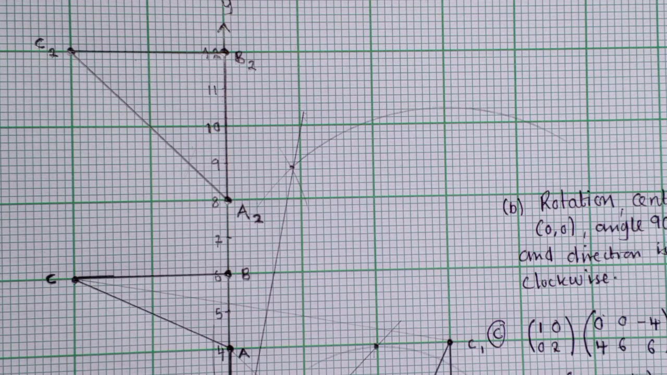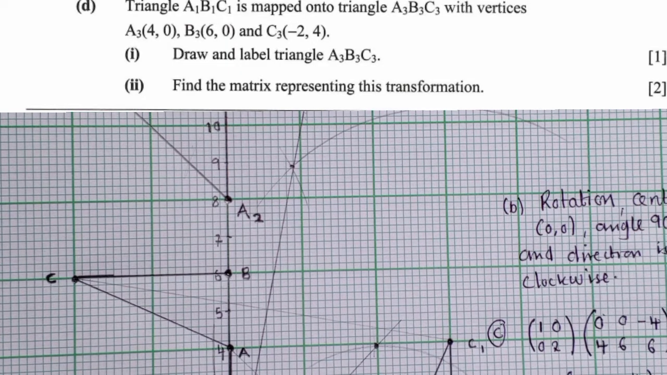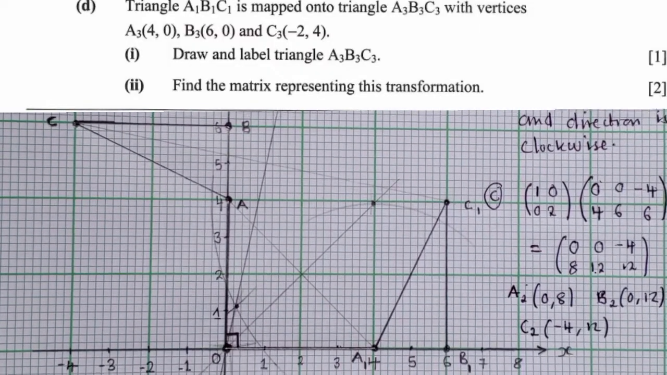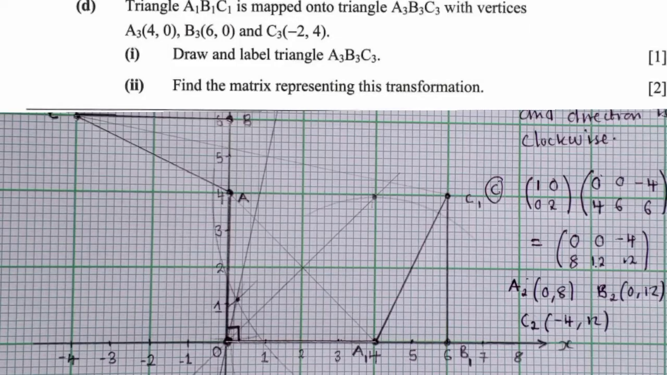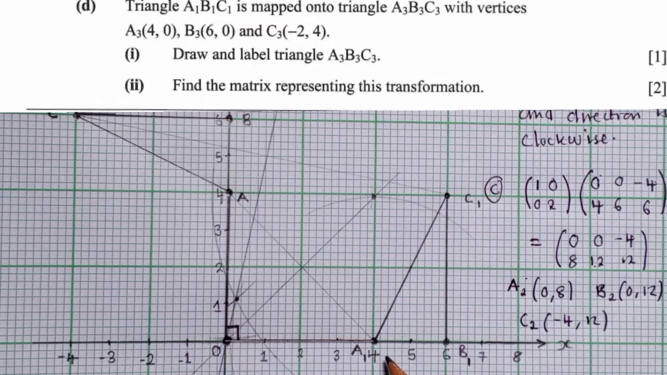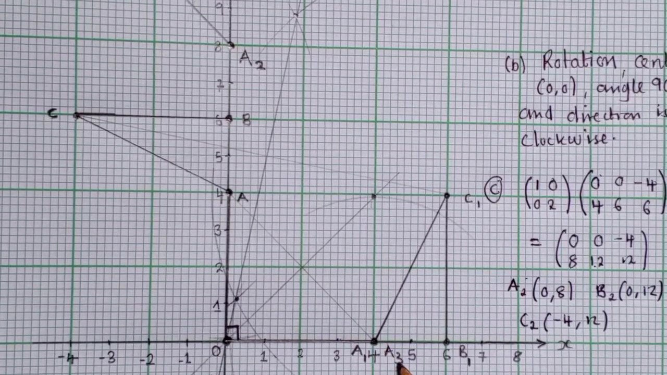You can see triangle A1, B1, C1 is mapped onto triangle A3, B3, C3 with vertices A3 is (4, 0). So let's check which one is our A1, B1, C1. It's this one right here. This is the one we're talking about. They are saying our A3 is (4, 0). (4, 0) is right here. So our A3 will be right here, where A1 is.